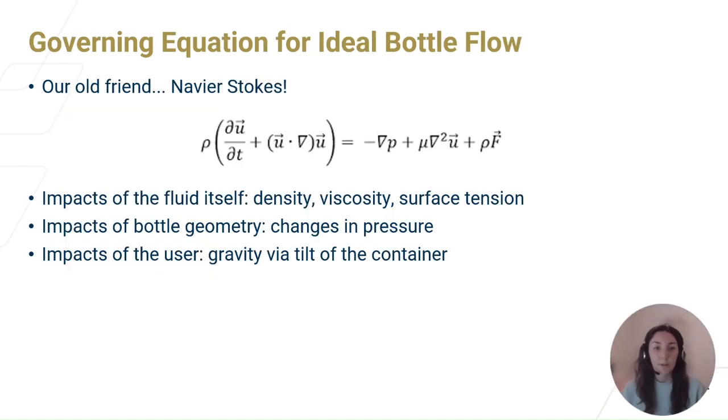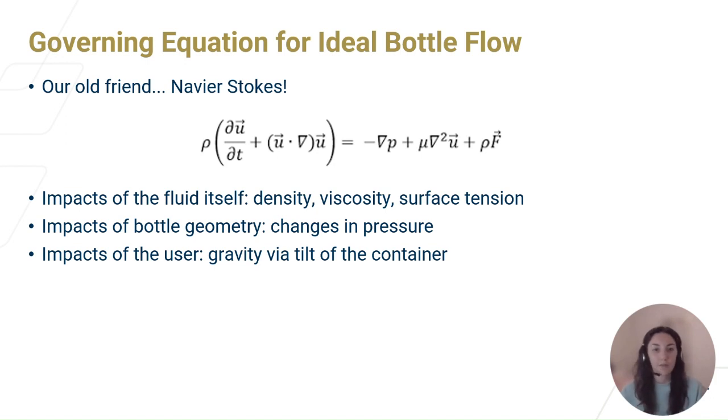In order to parameterize our system, we need a governing equation to calculate the flow coming out of any consumer bottle we're evaluating. And in this case, we can use our old friend Navier-Stokes. So we can see, as listed on the slide, a few things that we can consider just with this one equation. There's three main things to consider: the fluid, the bottle geometry, and then the user, so how that bottle is being manipulated.